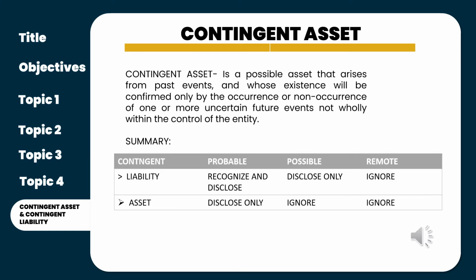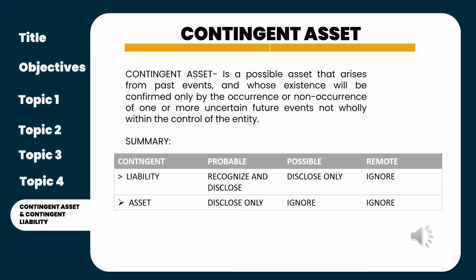So let us move on to the contingent asset. What is a contingent asset? It is a possible asset that arises from past events and whose existence will be confirmed only by the occurrence or non-occurrence of one or more uncertain future events not wholly within the control of the entity.